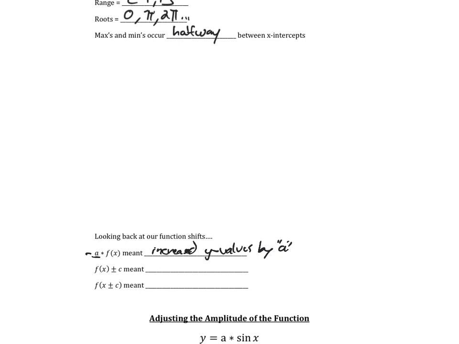When you added a number, c, outside the function, that meant we shifted the graph. Do you remember? You shifted the graph vertically. And then when you had one inside the function, f of x plus or minus c, when something occurred inside the function, that shifted the graph horizontally. So I just wanted to review those because they're going to show up here in a second. So a times f of x means you're increasing your y values by a factor of a. Plus or minus c on the outside shifts it vertically, plus or minus c on the inside shifts it horizontally.